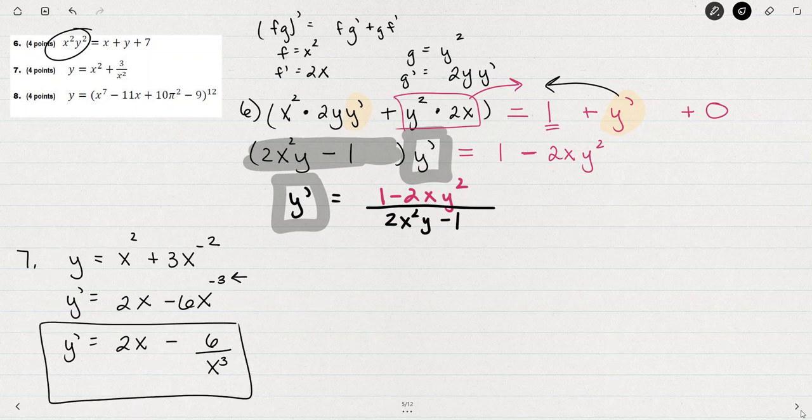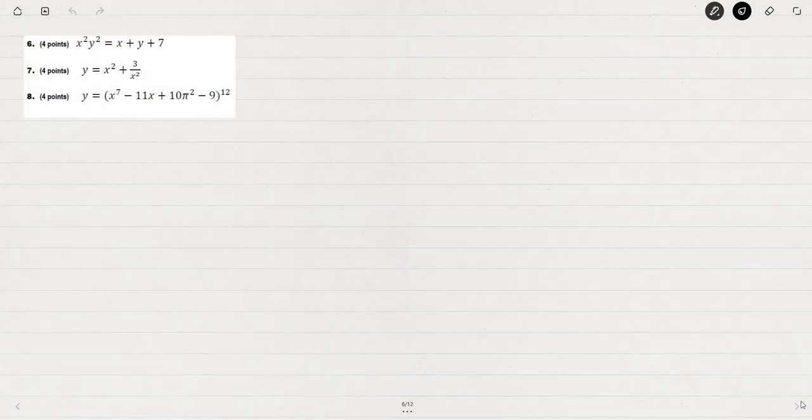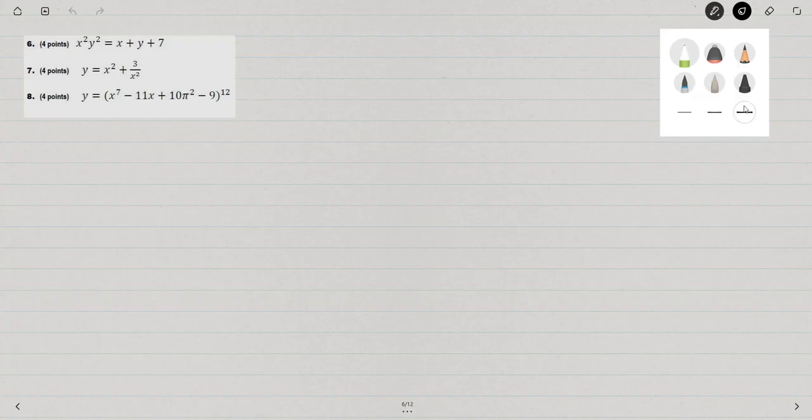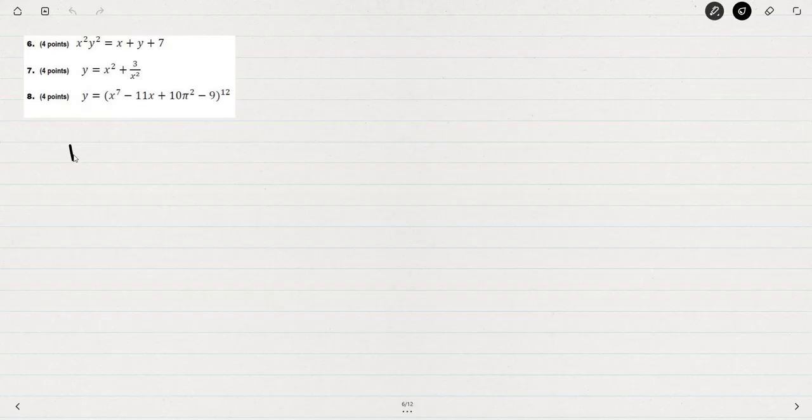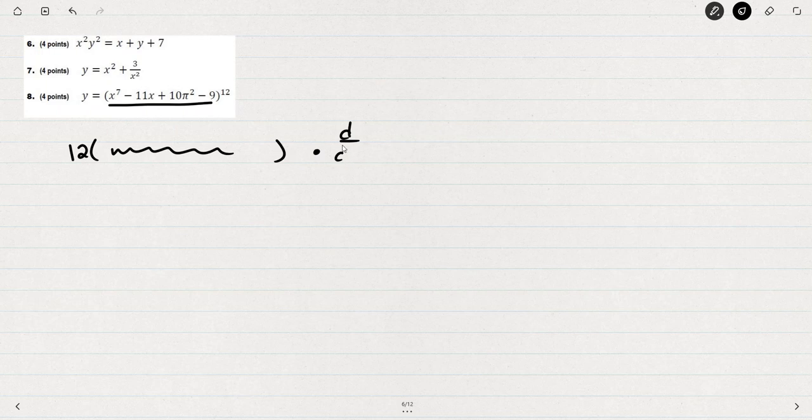Number 8, let's do that on the next page. Number 8, I'm going to have to use the chain rule, so I'm going to start with 12 times that whole piece there, right? 12 times everything that's in the parentheses times the derivative with respect to x of everything in the parentheses. So what does that look like? We have 12 times everything in the parentheses to the 12 minus 1, which is 11.